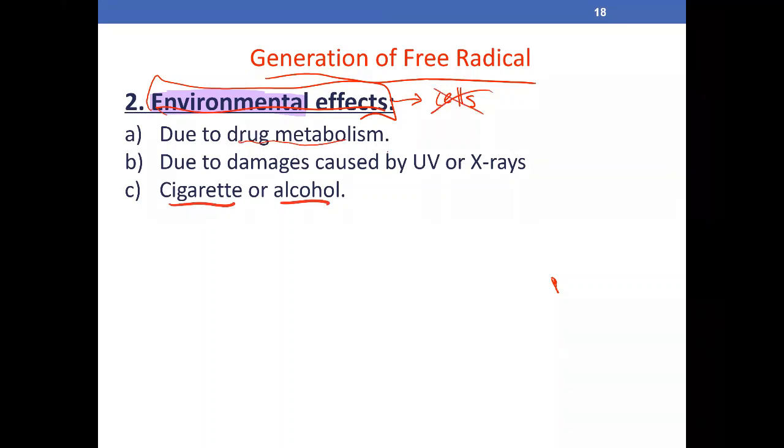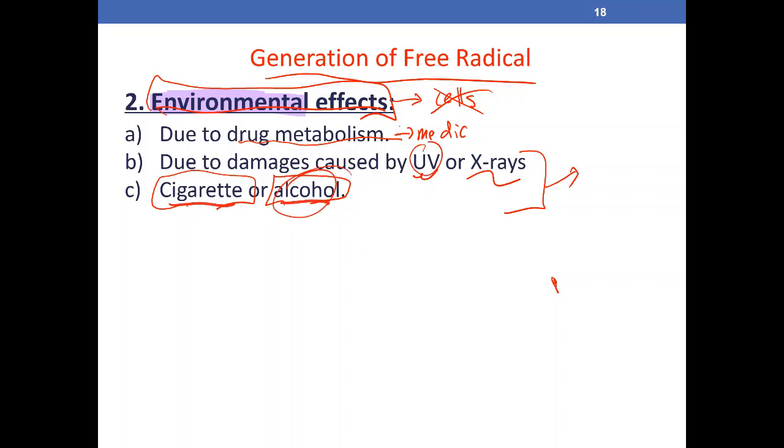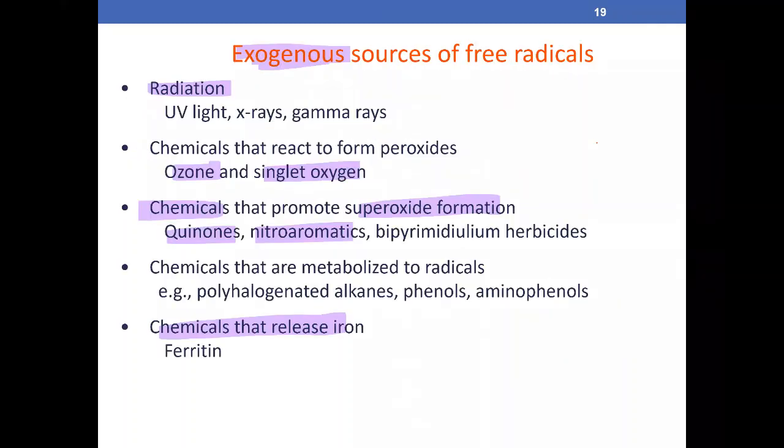It could be through drugs, like medication. It could be through UV light damage or X-rays, or it could be through cigarettes and alcohol. This is why these things are bad for you, by the way. The reason we say don't smoke, don't stay in the sun for too long, don't drink alcohol, and why medications have side effects is because of the generation of free radicals, because they do generate free radicals.